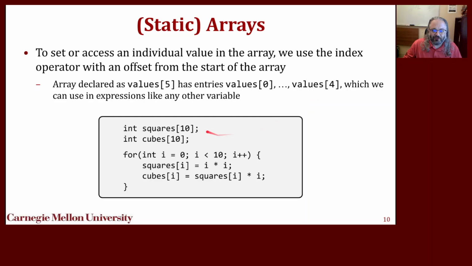So a simple example of using static arrays, I can declare 2 arrays of length 10. One is named squares, one is named cubes. Both have length 10. I'm simply going to populate them with the squares and the cubes of the numbers from 0 through 9. Squares of 0 is going to be 0. Cubes of 0 is going to be 0. Squares of 1 is going to be 1. Cubes of 1 is going to be 1. Squares of 9 is going to be 81. Cubes of 9 is going to be 729.